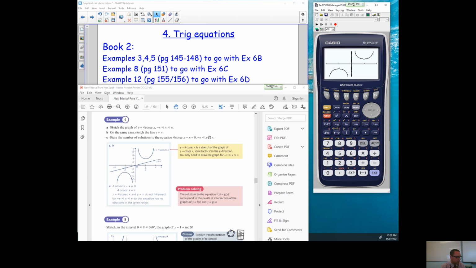Okay. It also wants us to sketch the line y equals x. So if we do that, y equals x, we should see that these do not intersect. You could confirm that by going G solve intersect, and it won't find anything. So that just confirms what this has done down here. So the number of solutions for the equation 4 cosec x minus x, i.e. 4 cosec x equals x, in this particular interval would be 0.